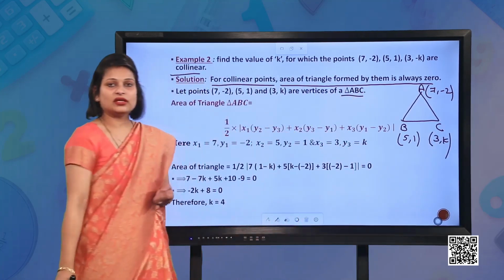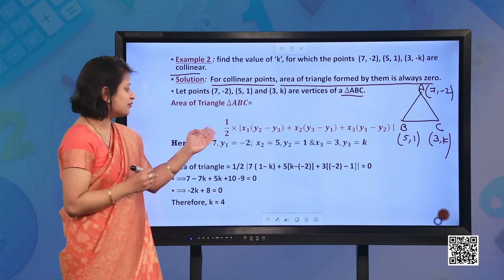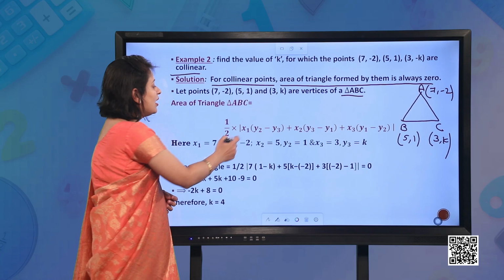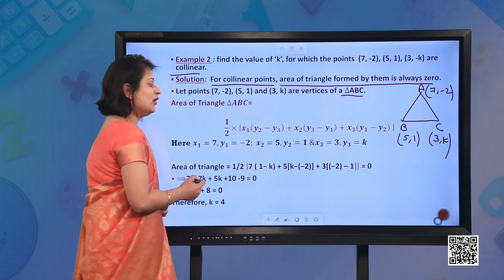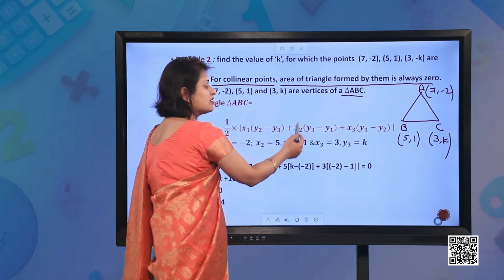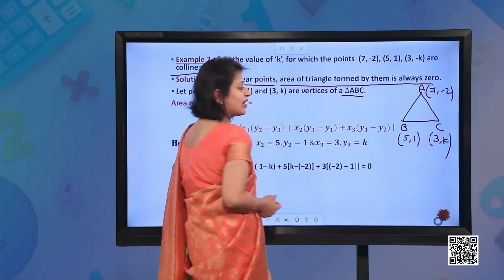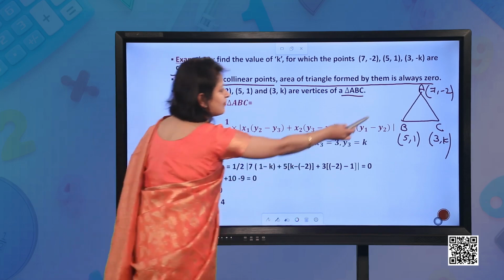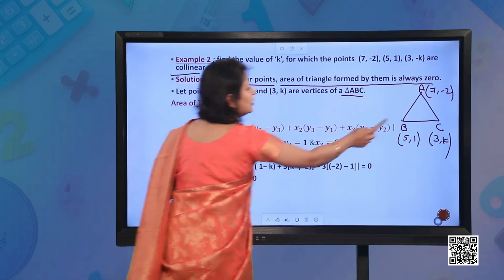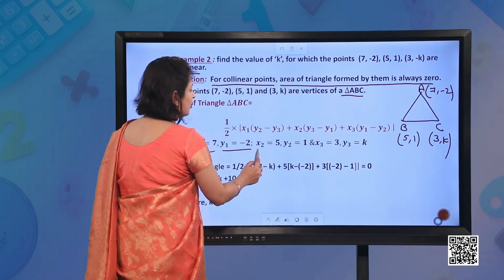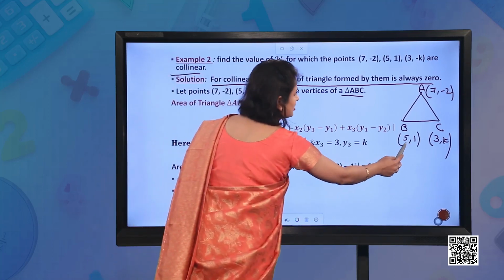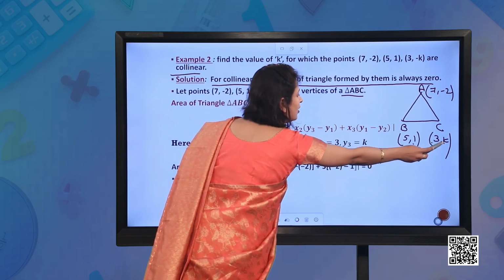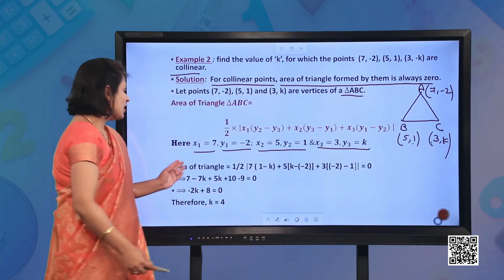Now you can calculate the area of the triangle by using this formula, which is half into absolute value of x1 (y2 minus y3) plus x2 (y3 minus y1) plus x3 (y1 minus y2). So here x1 is 7, y1 is minus 2. Here x2 is 5 and y2 is 1. x3 is 3, y3 is k.